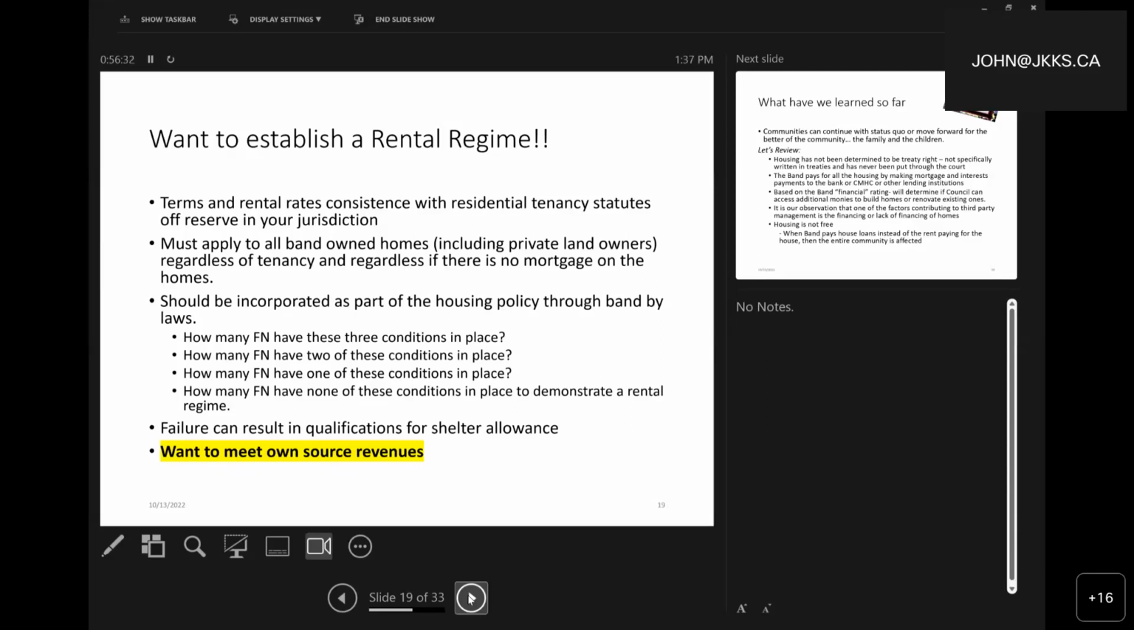So shelter is basically based on Section 95. You don't get your rent offset because the rent isn't being covered. But if you had it, you could offset their rent. And people who do not live in Section 95 homes can apply and should qualify under a community-wide rental regime.